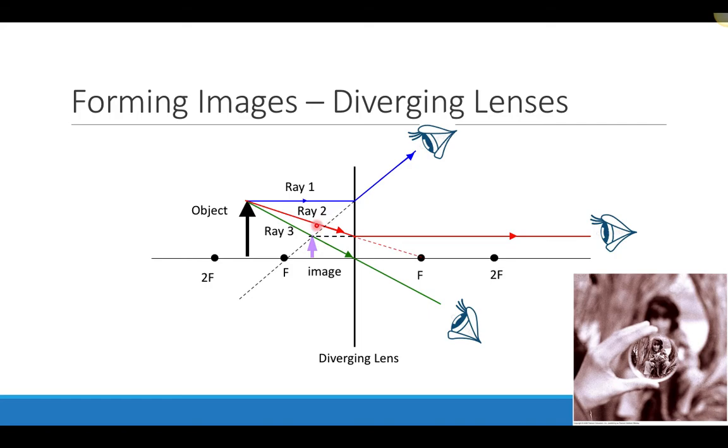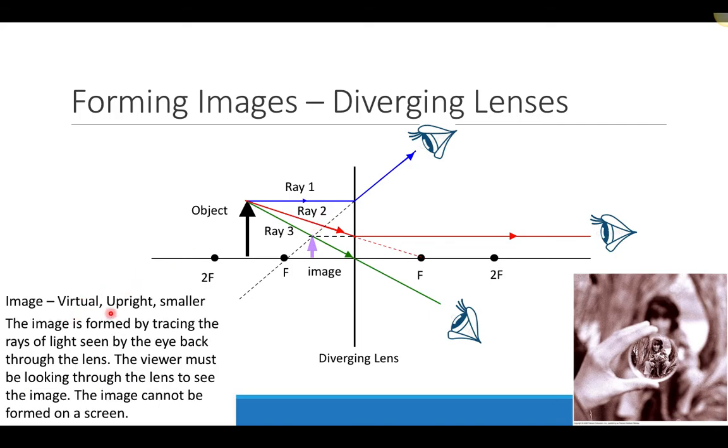So this image is virtual, upright, and smaller. So diverging lenses always form virtual images, and they're always going to be smaller. Anytime you have an upright image, it's also always a virtual image when we're dealing with lenses. So the only way to see an image that's formed by a diverging lens is to physically look through the lens, and then we can see the image.